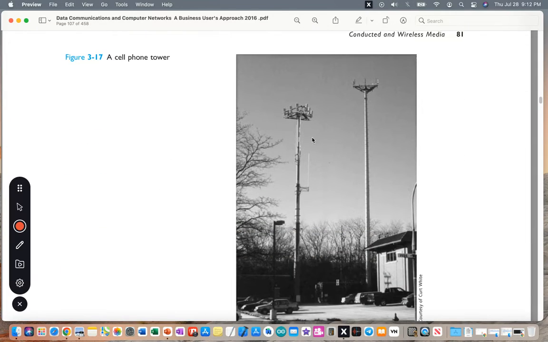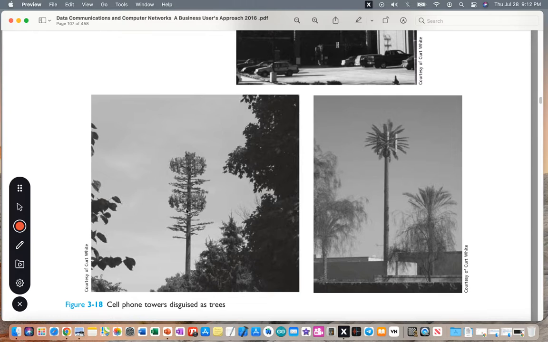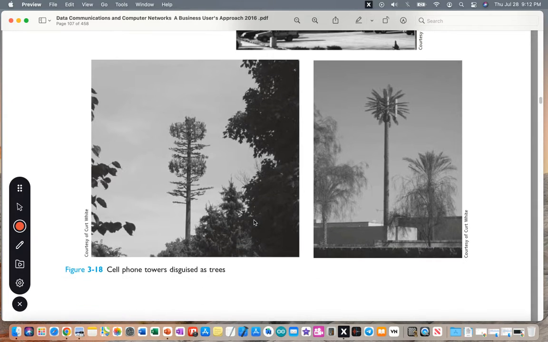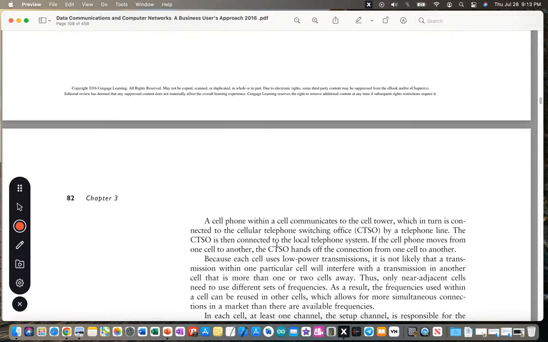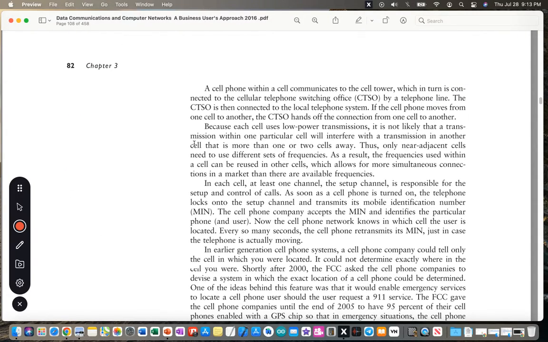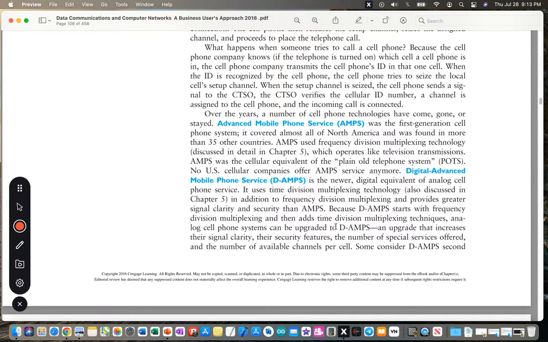This is a cell tower. Now they look a little bit different. It's like rectangular. They call them brackets or repeaters, just like these on the palm trees or on the trees. All right. And here a cell phone within a cell communicates to a cell tower. All right, we just went through that. Or in fact, we'll just skip that because it's too many details.